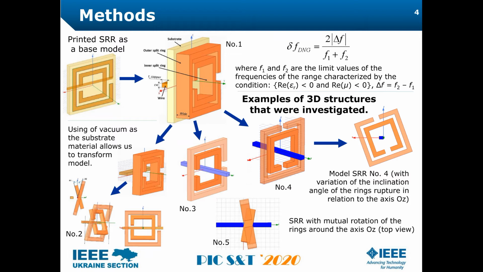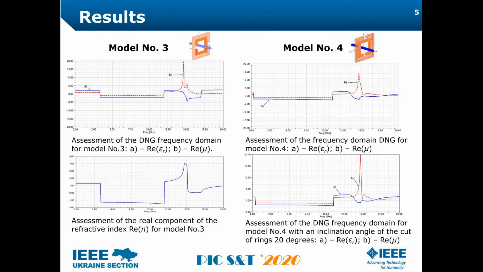Taking into account the SRR modification without a substrate, the influence of the tilt angle of the SRR ring around the OX axis on the frequency properties of the metamaterial unit cell model is analyzed. In turn, the rotation of the conductor around the OZ axis by 90 degrees led to an increase in the bandwidth with the DNG region. The value delta F of 8.64 GHz was achieved. Delta F DNG is 1.13.